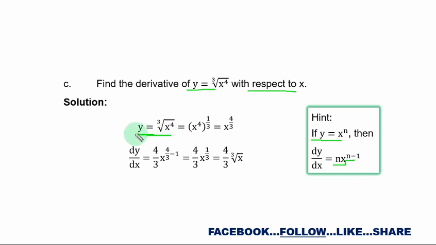This is the given function. You need to express it in this form. So you need to convert the cube root to the power of 1 over 3 in this form. And when you evaluate the two powers using the power law of indices, you have s to the power of 4 over 3. Then you differentiate.